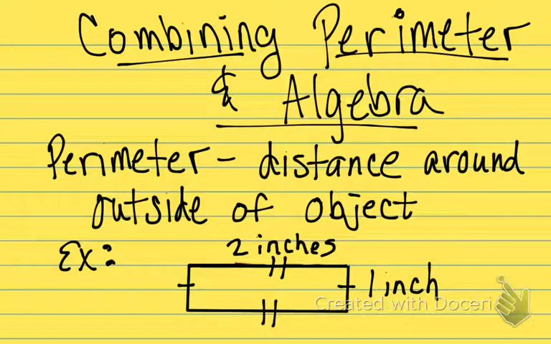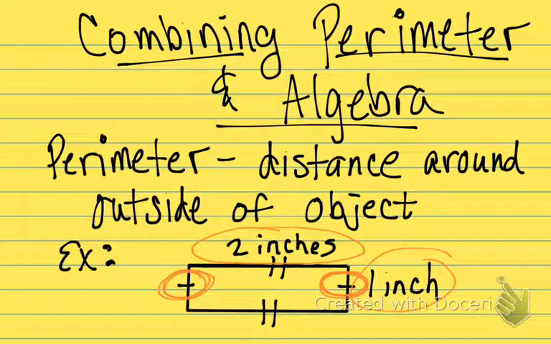The first thing we need to make sure you remember is that perimeter is the distance around the outside of an object. So for example, if I have a rectangle, the rectangle I have right here, it's telling me that the width of the rectangle is 2 inches, and the height or the length of the rectangle is 1 inch. And hopefully we also recall from previous years of school that this little hash mark right here and this little hash mark right here, the fact that each of them only has one hash mark tells me that they're congruent, that they're the same length.